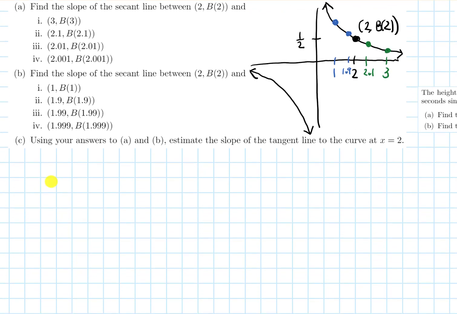Alrighty, so hopefully you did that. Hopefully you tried it for about 3 minutes. Let's talk about it together. So I'm going to make a table of values where I keep track of the other point that I'm connecting (2, b(2)) with, and then the slope I get for my secant line, the slope of the secant line.